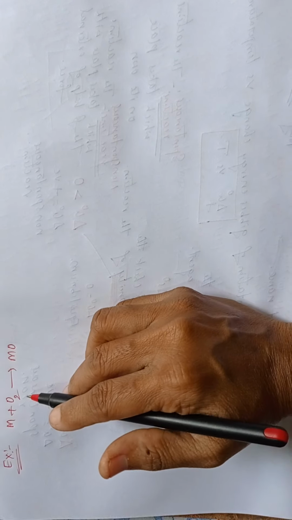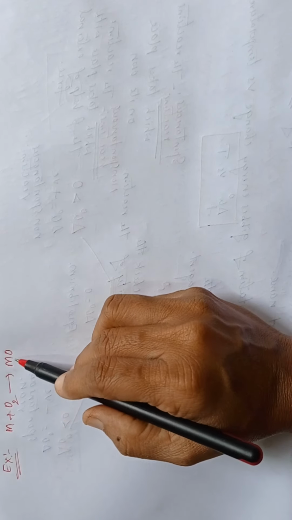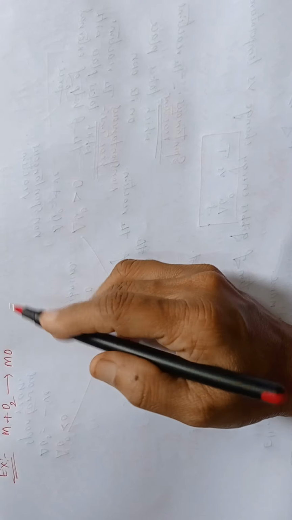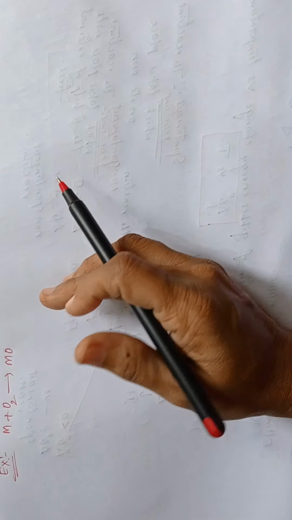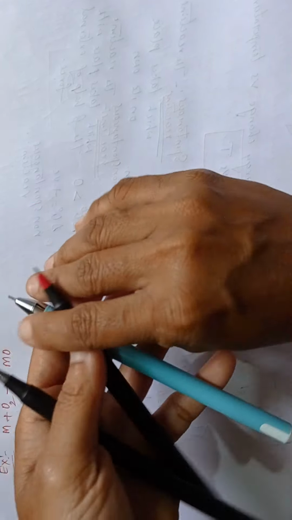Now I'm taking one example, students. Here, element M combined with oxygen produces the compound MO. I'm taking this example, students. See here, here I am taking a graph.